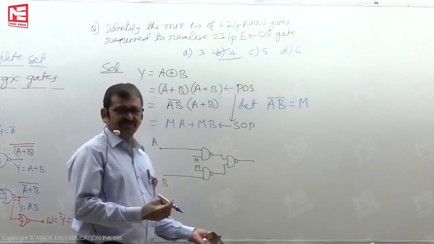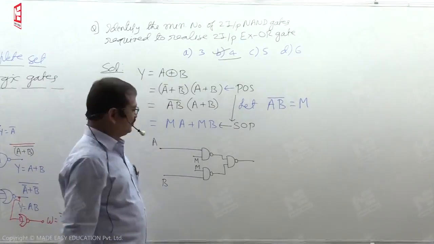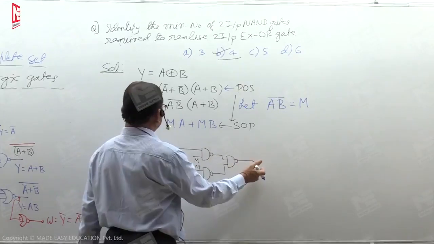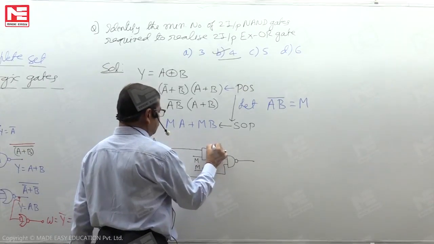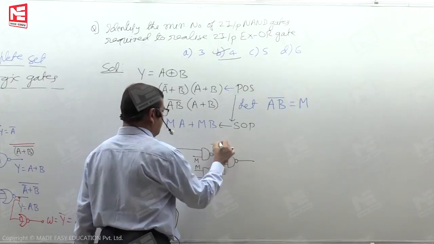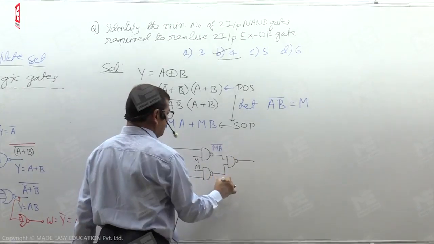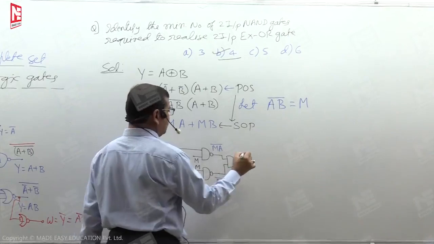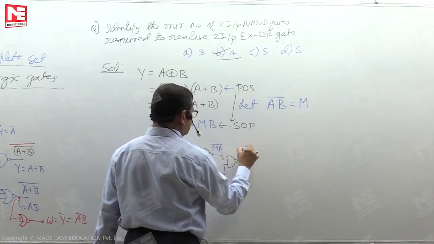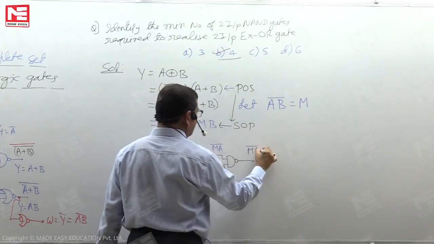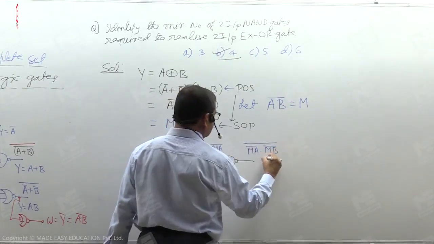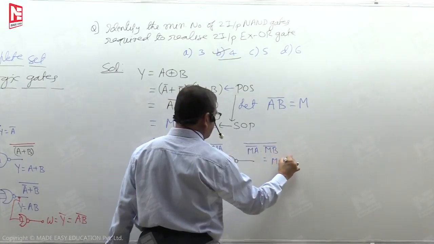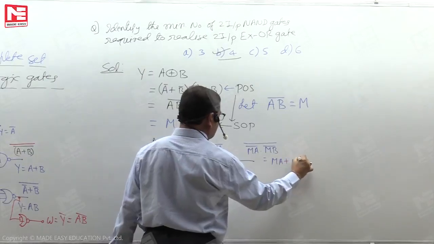Similar to the previous question, you must accept this is Y, that is A exclusive OR B. If you want clarity, we must speak as now MA complement, here it is MB complement. So this gate output is (MA complement and with MB complement) whole complement. This will be MA or with MB.